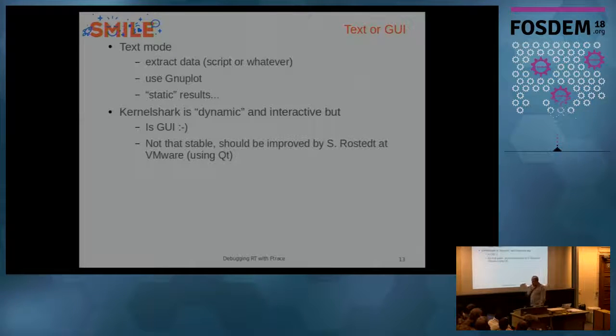So for the text mode, you have to extract data. You can use GNU-plot, and you have static results. But GNU-plot is very powerful. Kernel Shark is dynamic and interactive, but it's a GUI, and it's not that stable. As I say, it should be improved by Steven.